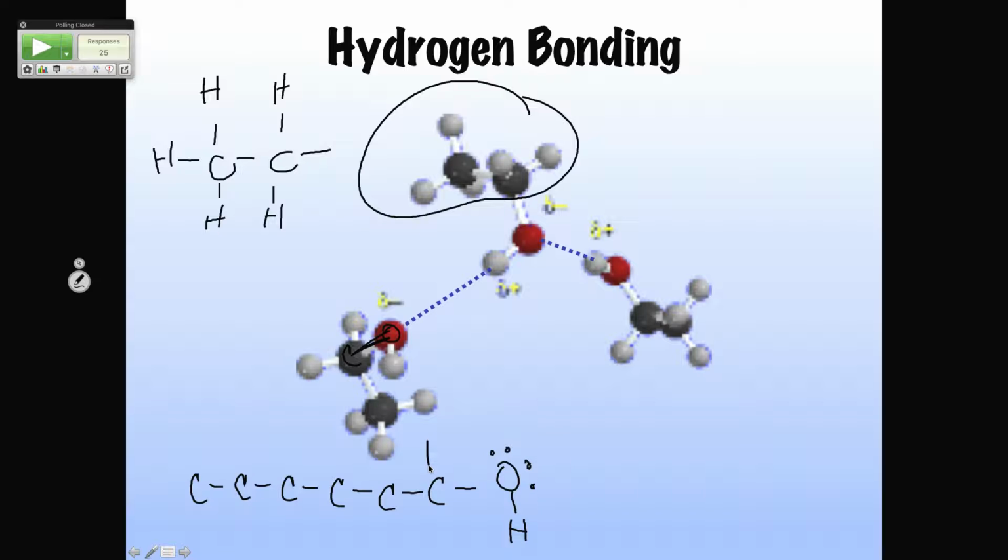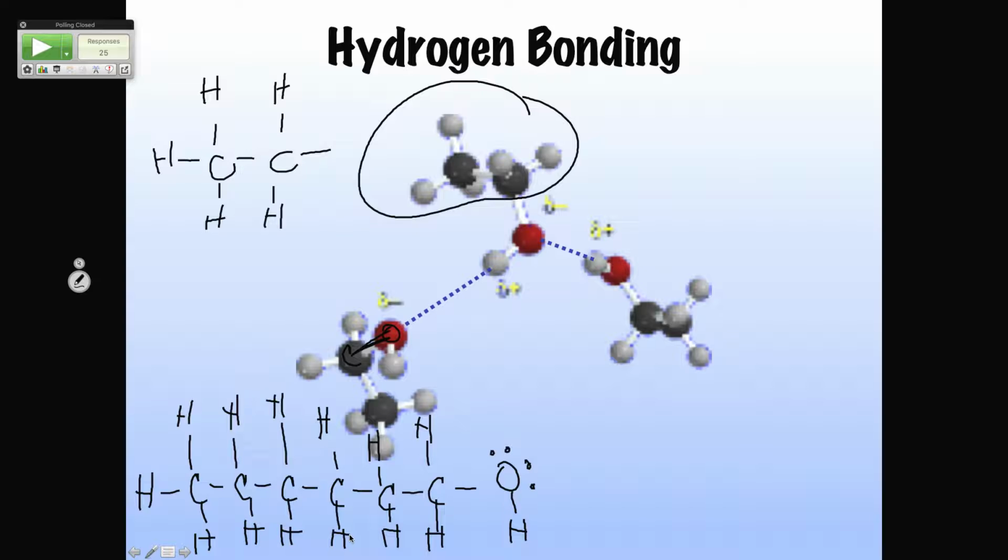Okay, that also has hydrogen bonding. I should have used the stick, shouldn't I have? This time lag is like driving me crazy.